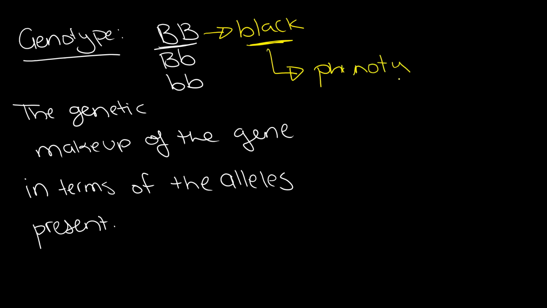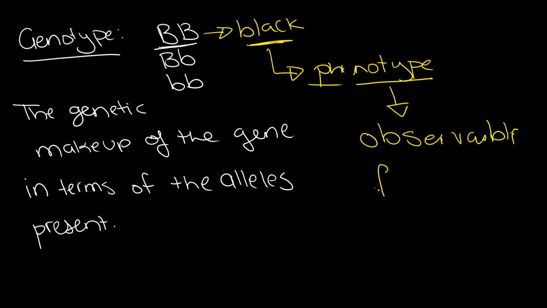What is the phenotype? Very easy. Phenotype comes from the physical appearance. The phenotype is the physical or observable features of an organism. In other words, what do you see on the organism itself? This organism has black eyes or green eyes, the physical features of the organism.